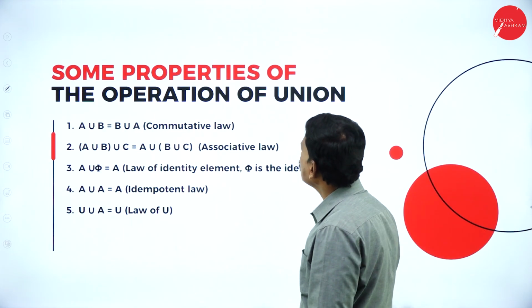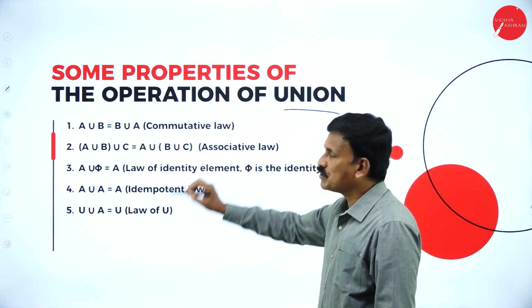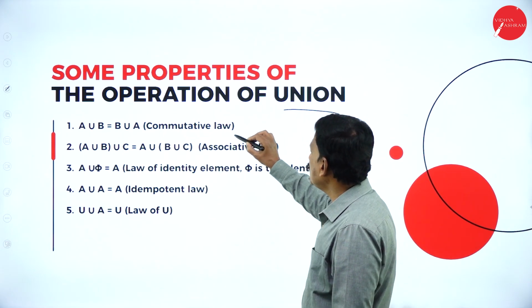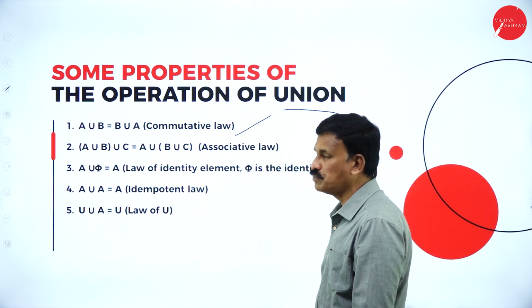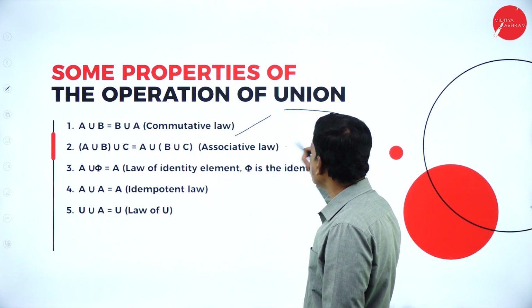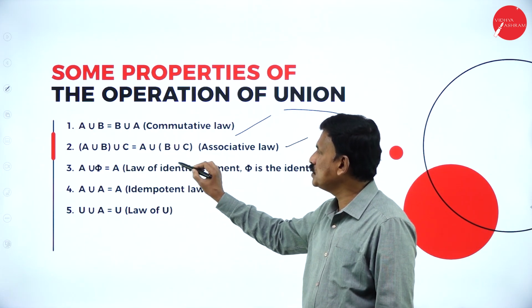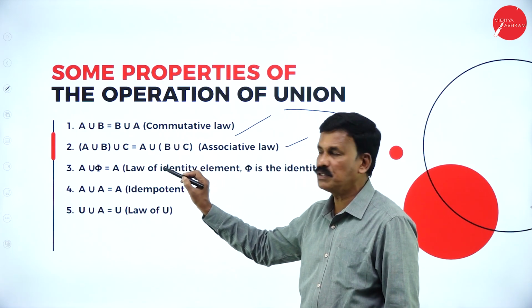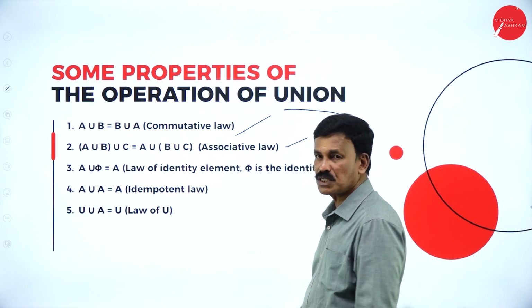Some important properties of union of sets. A union B is also equal to B union A. That is, union is commutative. The commutative law is satisfied. And the associative law: A union (B union C) is also equal to (A union B) union C.